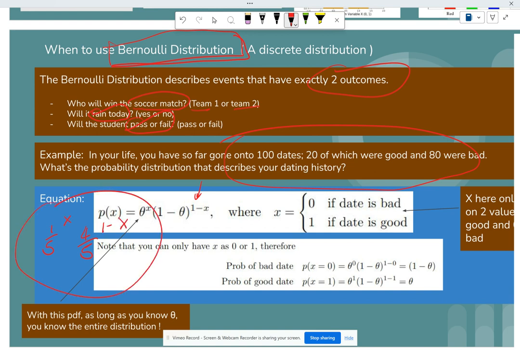So this is the probability distribution now, P of x. What is the probability of 1, which is having a good date? Well, you're going to put a 1 here and a 1 here, which means that this is going to be a 0. Anything to the power of 0 is just going to be 1, so this will be 1. Anything to the power of 1 is just itself. So therefore, that's the probability of you having a good date. Now, the probability of you having a bad date.